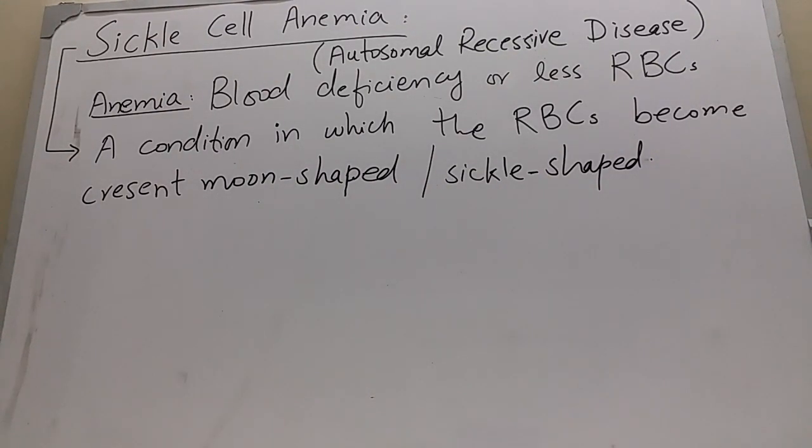Sickle cell anemia. Sickle cell anemia is a genetic or inherited disease. It is an autosomal recessive disease. First of all, anemia. What is anemia? Anemia means blood deficiency, or a lower number of red blood cells in the body. Red blood cells, RBCs. The function of RBCs is to provide oxygen to all the body tissues.